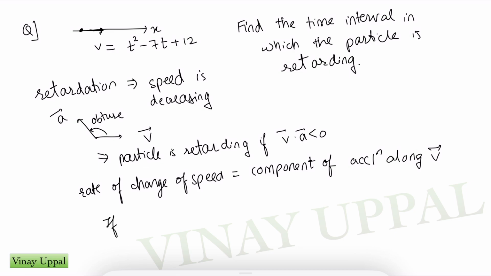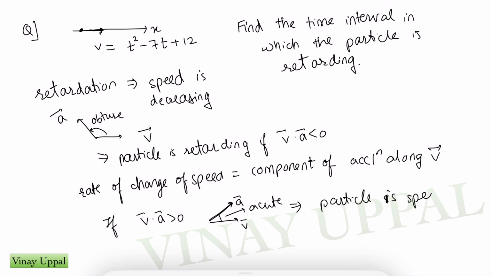And just for completeness' sake, let me write down that if v dot a is positive, that means velocity and acceleration have an acute angle between them, then the particle is speeding up. So speed is increasing. Alright, so now that you know this concept, if you want, you can just pause the video right now and try this question that I have given, and I'll solve it on the next page and you can have a look at my solution.